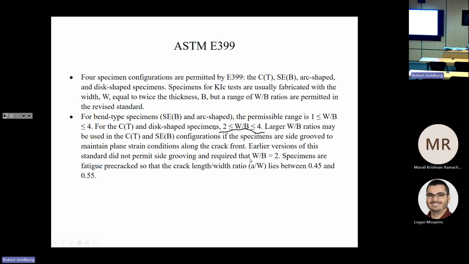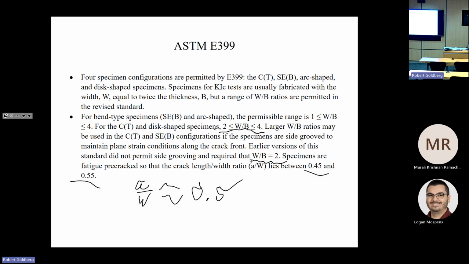Larger ratios can be used if the specimens are side grooved to maintain plane strain conditions along the crack front. Earlier versions of the standard didn't permit side grooving, and they set a very strict specification on width to thickness to be equal to 2. And in the standard, the specimens are fatigue pre-cracked so that the crack length to width ratio lies between 0.45 and 0.55, and a over W is a lot of times just assumed to be equal to 0.5.